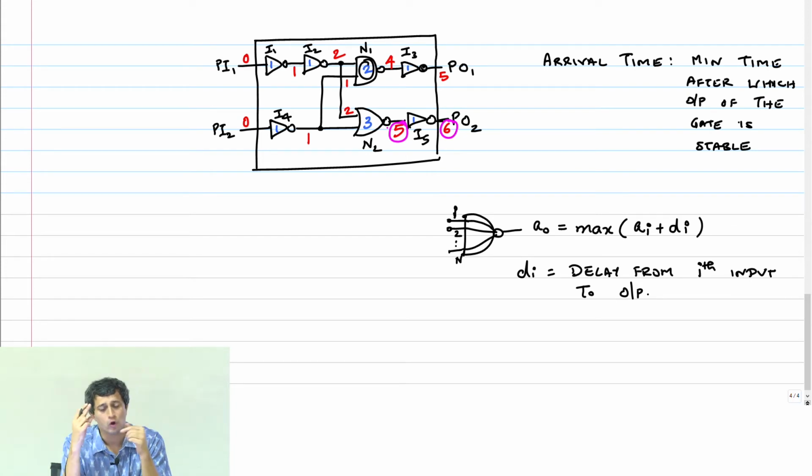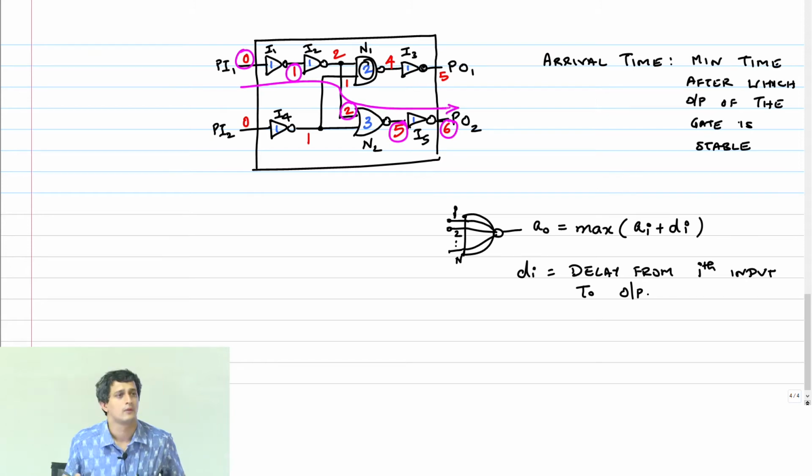Should I go towards I4 or I2? I2. Again take the max there. Go back. This guy. Then I go back here and go here. Therefore, the critical path is like this. Right? So this is called the critical path.